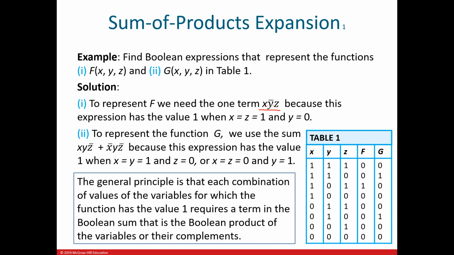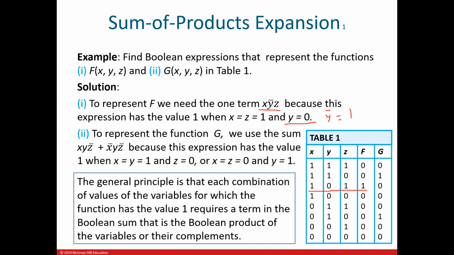In this case the value of this is going to be 1 only when x is 1, z is 1, and y complement is 1, and that will only be possible when y is equal to 0, and in that case our y complement will be 1. So here we can see that this is the only case when it is going to be 1.